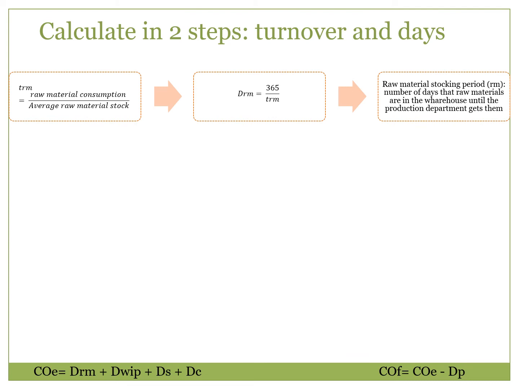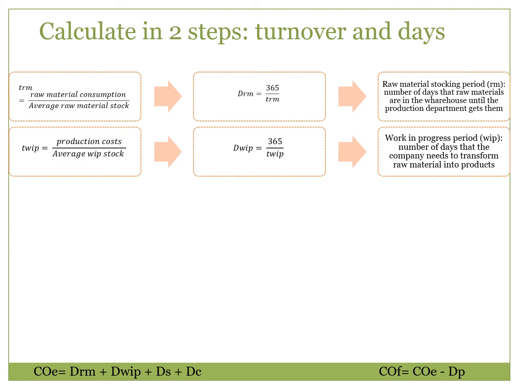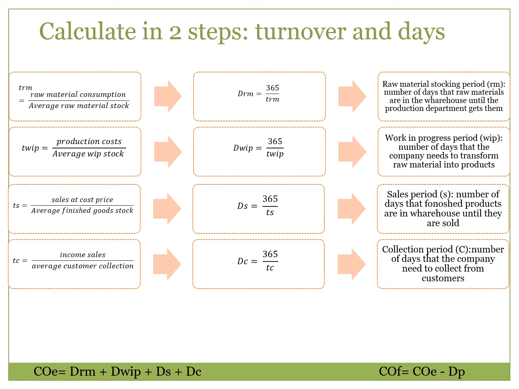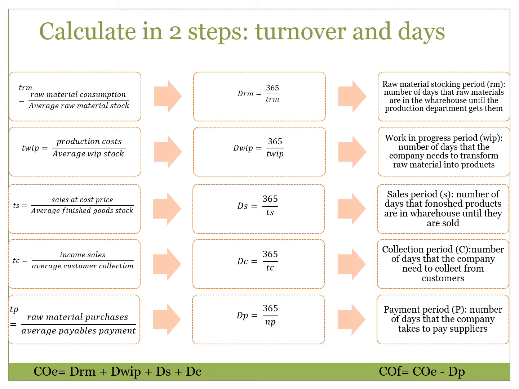And that will give us the raw material stocking period, which means the number of days that raw materials are in a warehouse until the production department gets them. And like that, we will do the rest of the components. So we're going to have a work in progress period, a sales period, a collection period, and finally, a payment period. I'm not going to read the formulas because it does not make any sense, but this is a good moment to pause the video, take your notes, and then continue watching the rest.